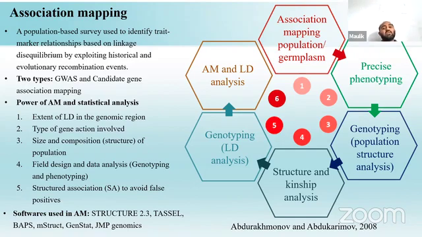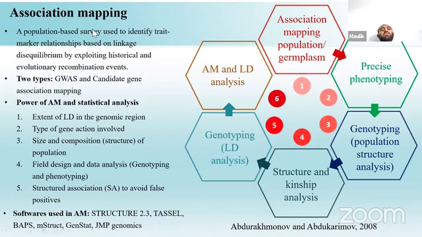So what is the other option to map salinity tolerance in a perennial tree or any other crop? Association mapping is the most useful approach to mapping genes and QTL.